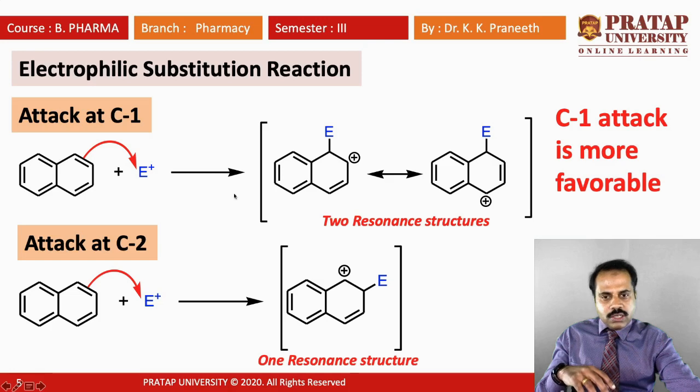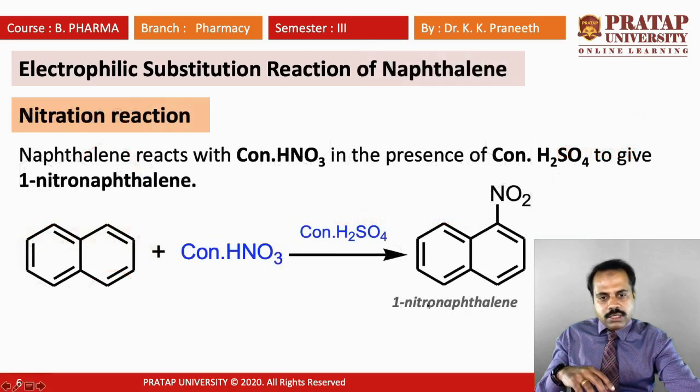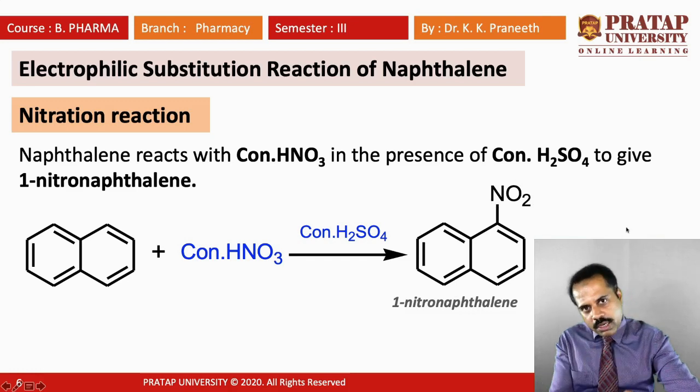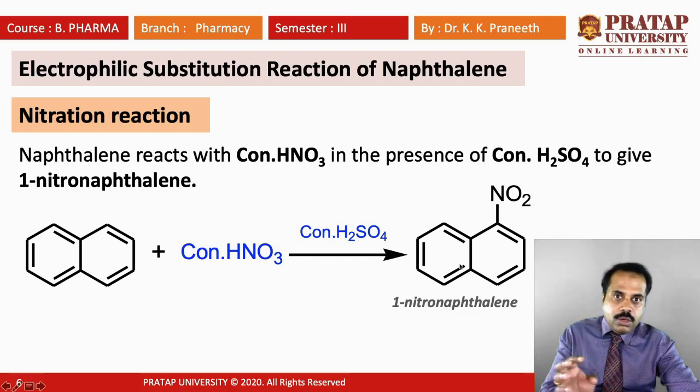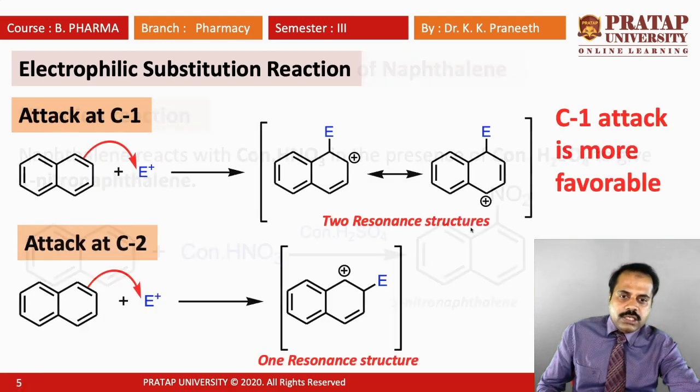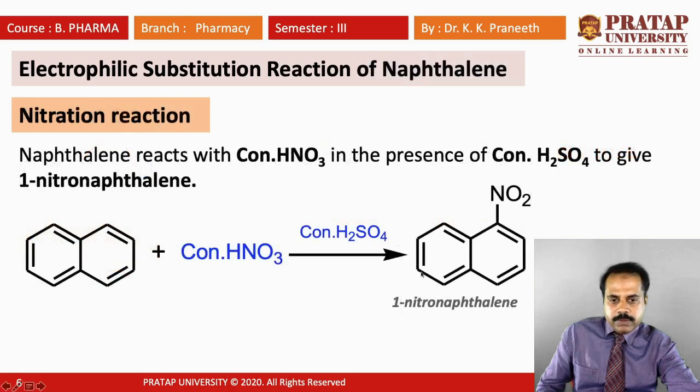So you will get 2 resonance structures. The C1 attack is more favorable, so you will get 1-nitronaphthalene as the product. You won't get 2-nitronaphthalene. You get only 1-nitronaphthalene, because this is more stable compared to the 2-nitronaphthalene during the reaction. This is more stable because two resonance structures are possible here compared to this one. So naphthalene plus concentrated nitric acid in the presence of concentrated sulfuric acid gives 1-nitronaphthalene.